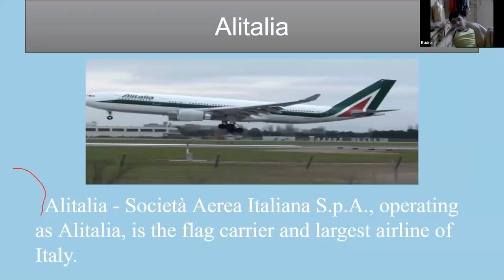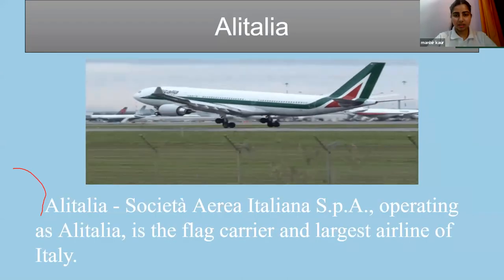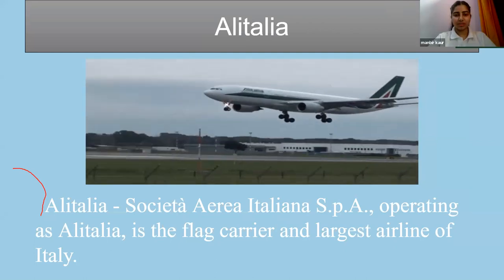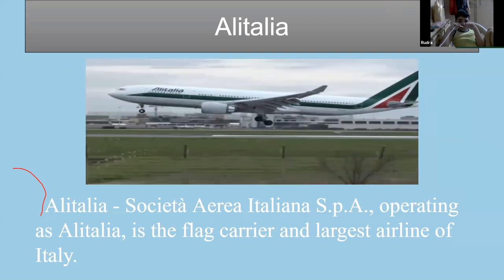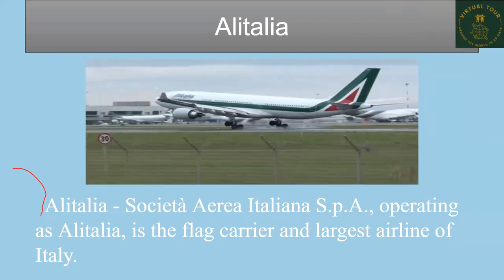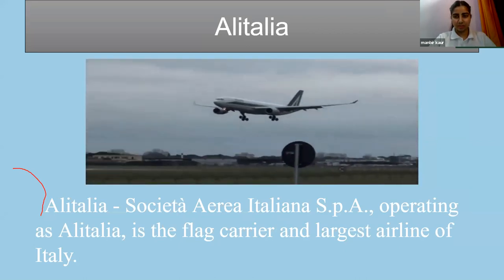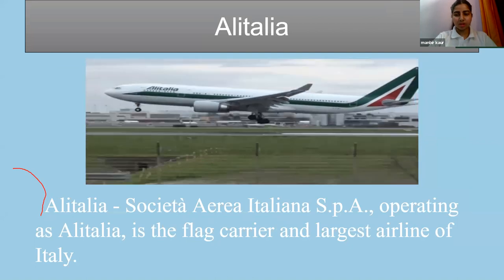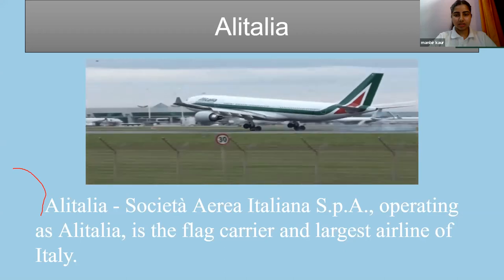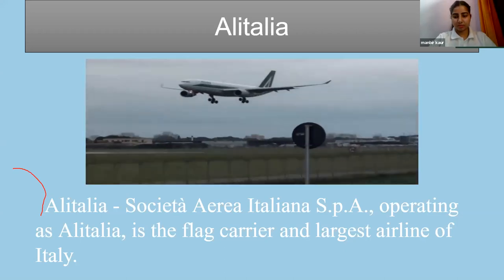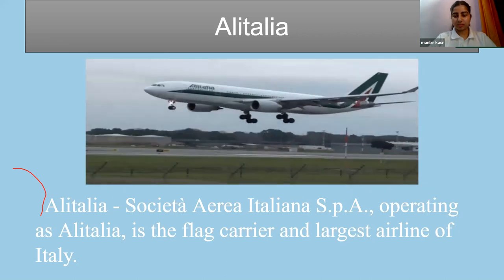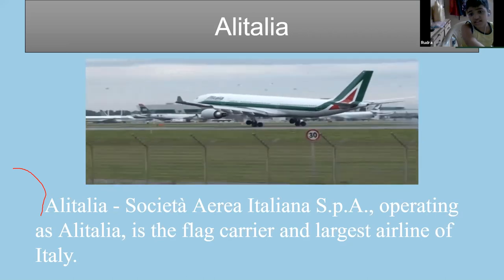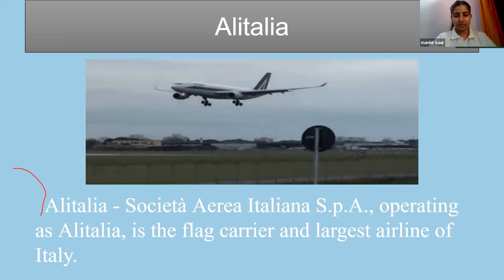Okay, next slide. The airline is Air Italy. No, it's here on the screen: Alitalia. So this is the flag carrier of Italy, right? Okay, does anyone here want to share a fact about the place? Any other fact? Alitalia has the biggest plane and its color is green and red. Yes. Okay.